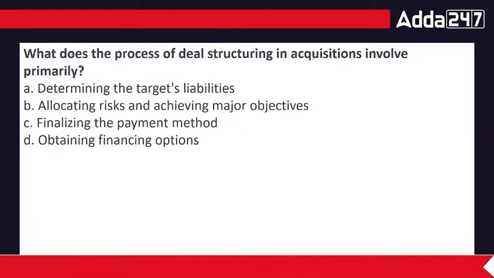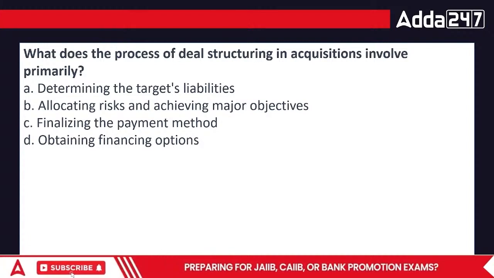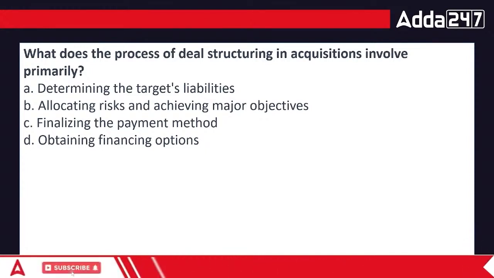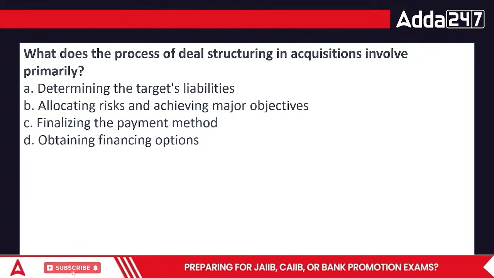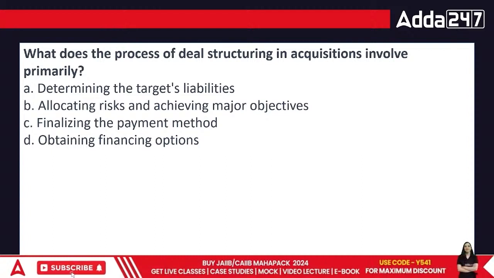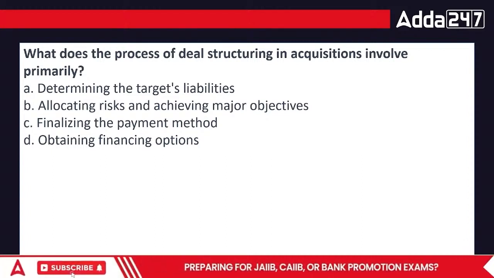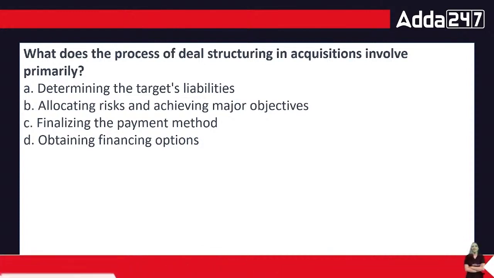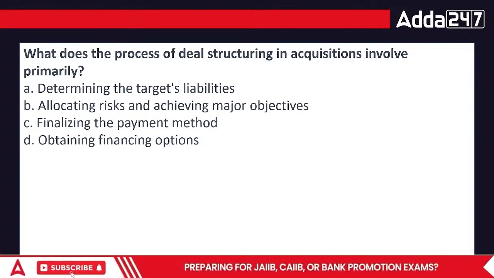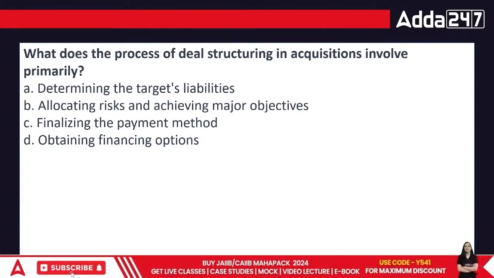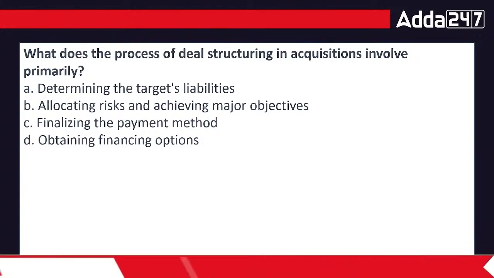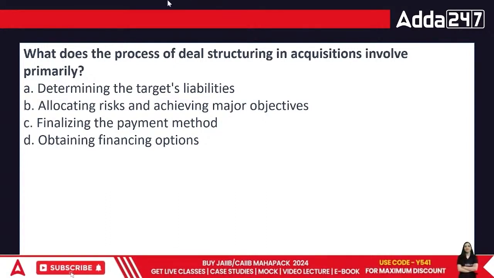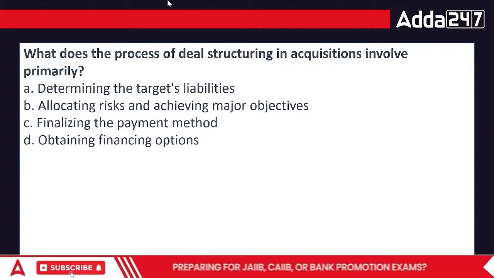So here comes the first question. Everyone, what would be the answer to this question? What does the process of deal structuring and acquisition involve primarily? Firstly, what does it include? Is it determining the target liabilities, or allocating risks and achieving major objectives, or finalizing the payment method, or obtaining financial options? What's the first and the foremost thing that they have to see when we talk about the process of deal structuring in acquisitions?